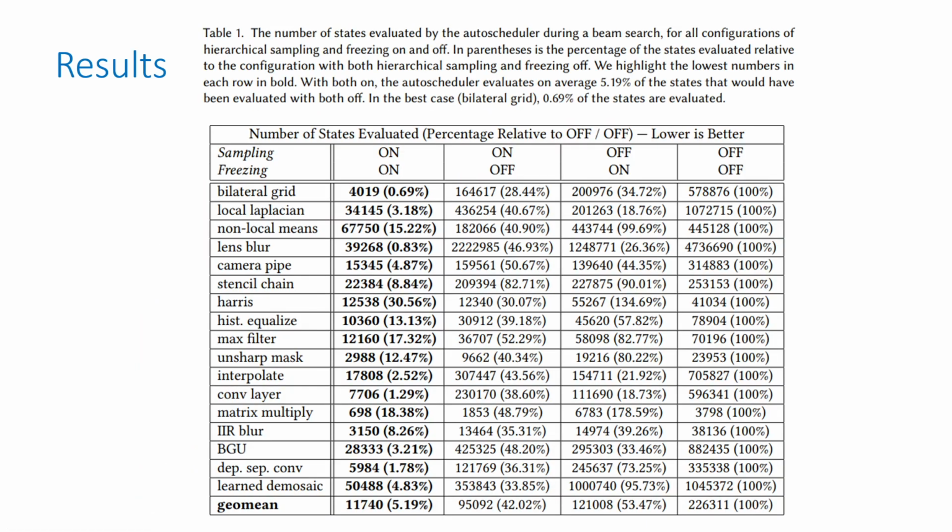So you can see here the advantage of having both freezing and hierarchical sampling on. When both are on, you get the least number of states evaluated. Sometimes less than 1% for the case of blur and bilateral grid, and convolution layer 1%. If you have both off, then you're gonna evaluate everything, 100%. So this is the main goal of these strategies, as it was mentioned at the beginning of the paper.